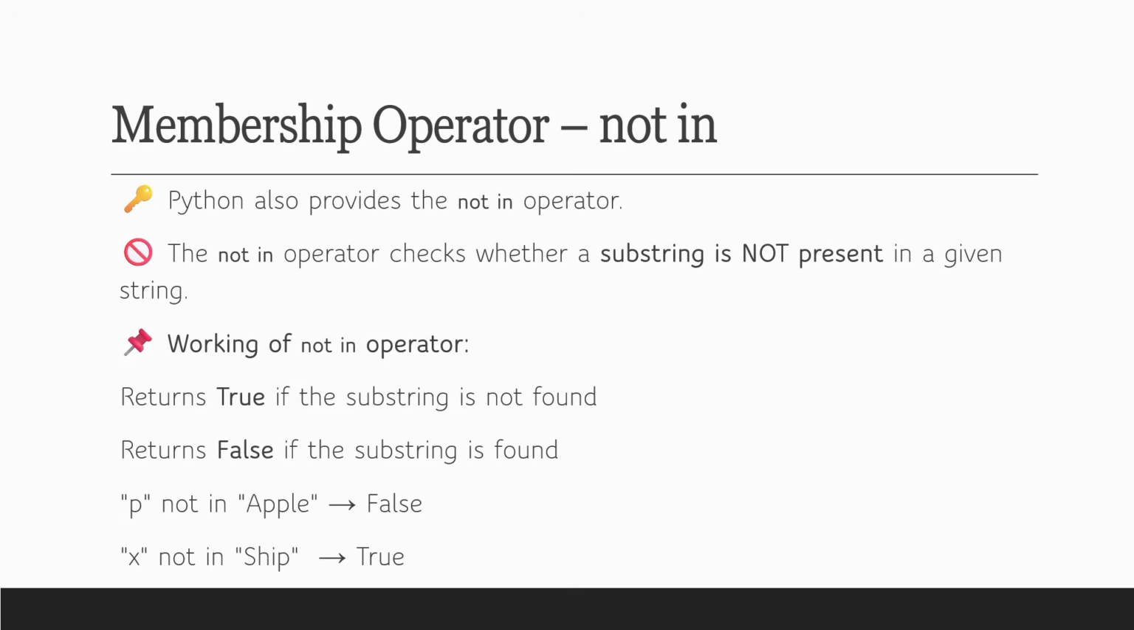Membership operator not in. The not in operator works opposite to the in operator. It checks whether a character or substring is not present in the string. If the substring is missing, Python returns true. If it is present, Python returns false. This operator helps us confirm the absence of characters in a string.